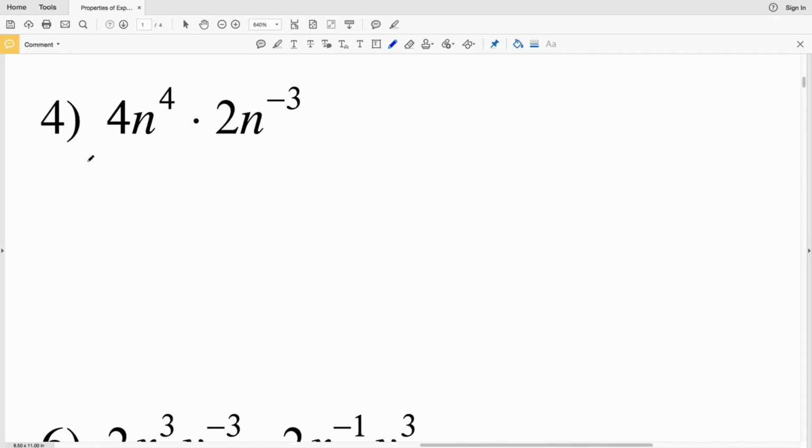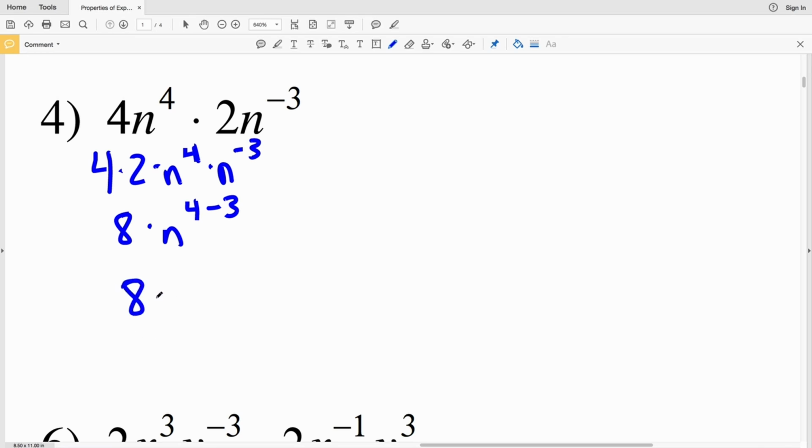In number 4, I'll rewrite this as 4 times 2 times n to the 4th times n to the negative 3. 4 times 2 is 8, so I'll have 8 times n to the 4 plus negative 3, or 4 minus 3. N to the 4 minus 3 is n to the 1, or n to the first. So I'll have 8 times n to the first, or 8n in number 4.